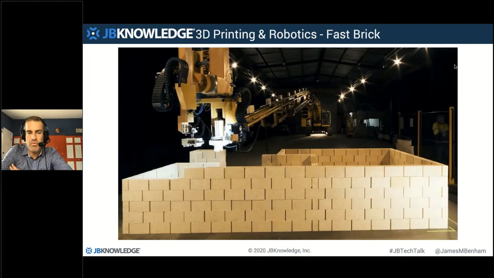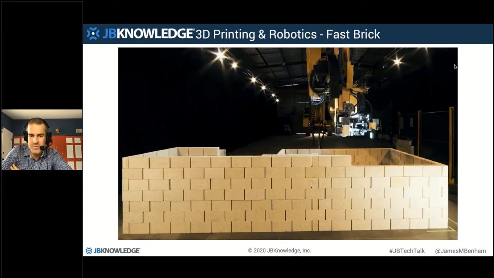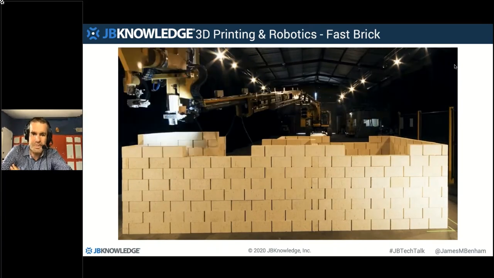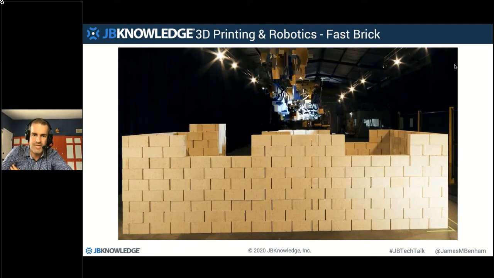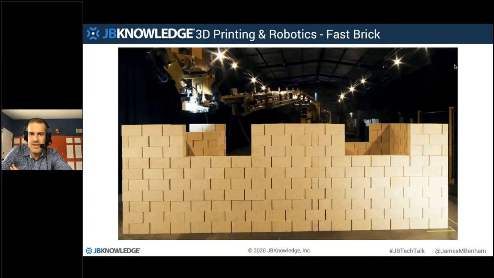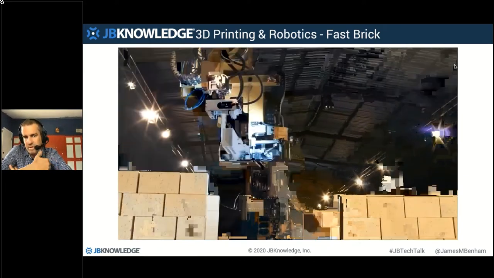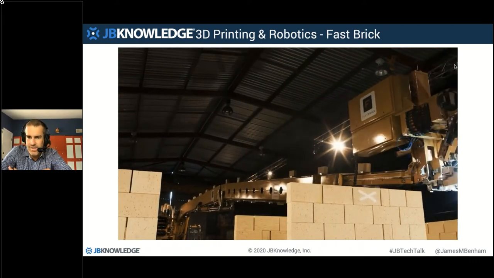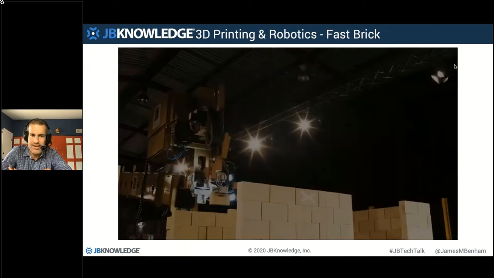It can also print curved walls. That was a video that was just released this week. They can now do curved walls. They can do patterns. They can do all kinds of fascinating things with the Hadrian X robot by Fast Brick. So this is the culmination of all the technologies we talked about: machine learning, computer vision, 3D printing, cloud connectivity, Revit and BIM, design automation.